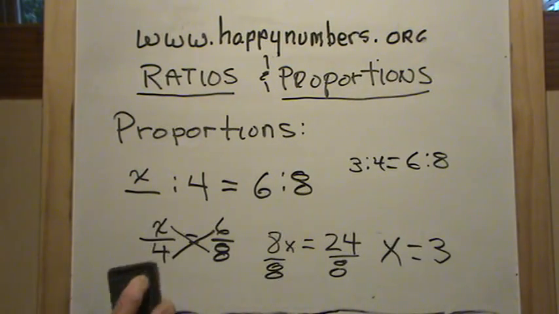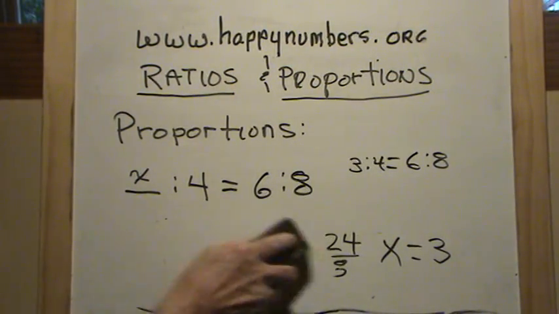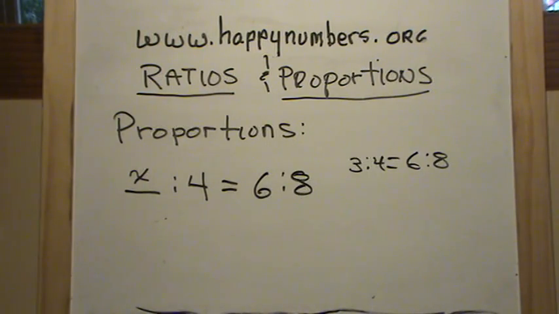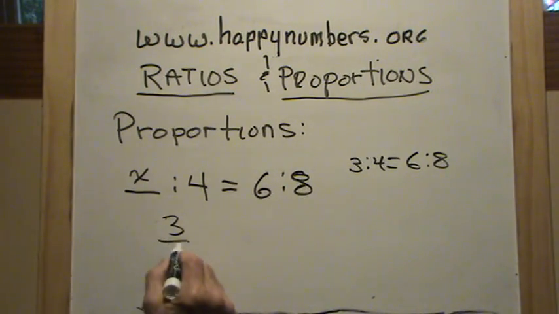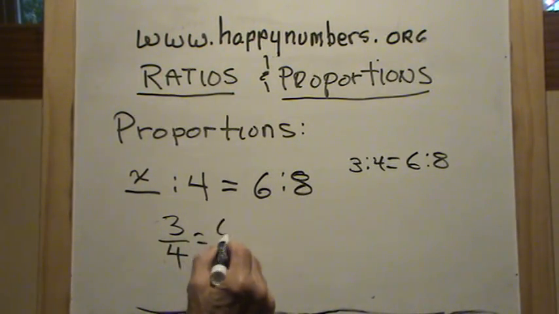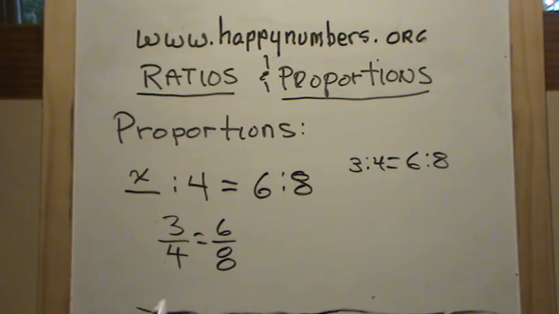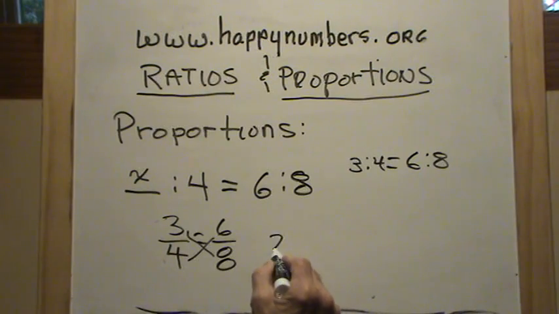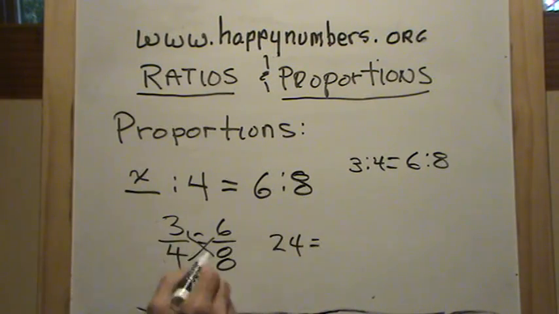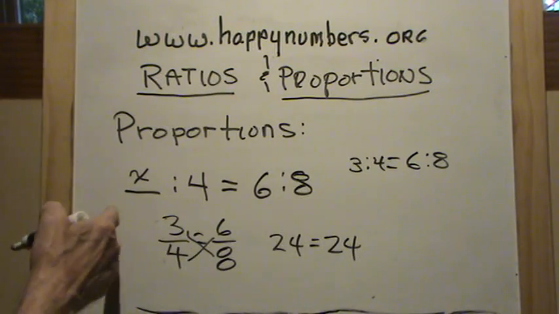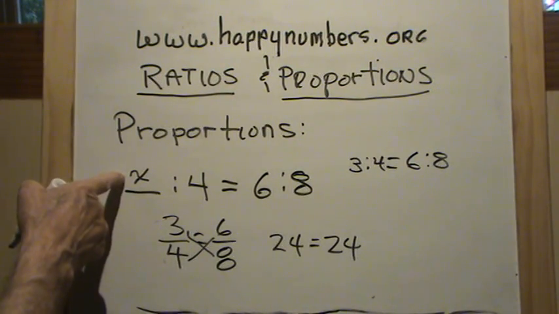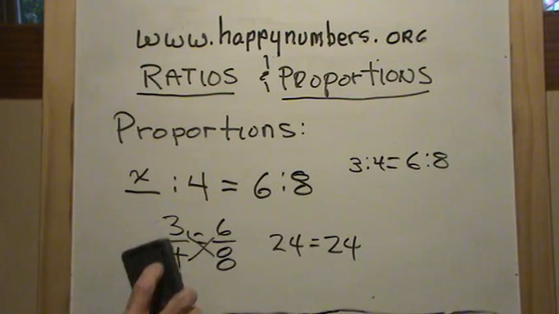And we can always check that to see if we're correct by writing 3 is to 4 as 6 is to 8 and cross multiplying. Well, 4 times 6 is 24. 3 times 8 is 24. So when we solved for x and found out that it was 3, that was correct.